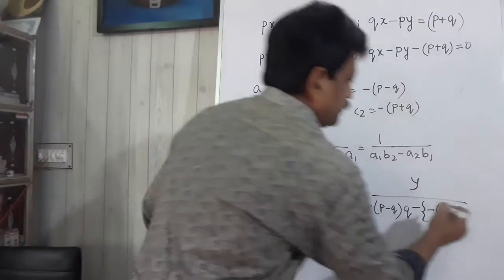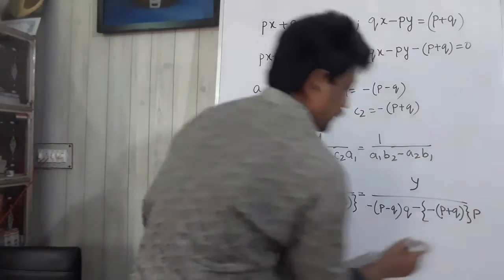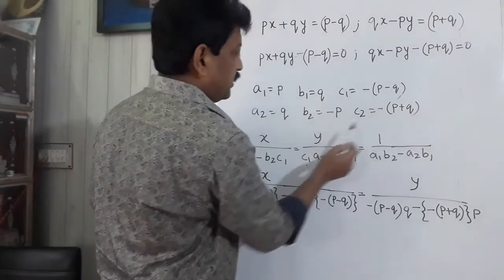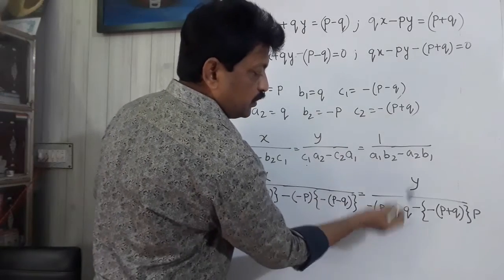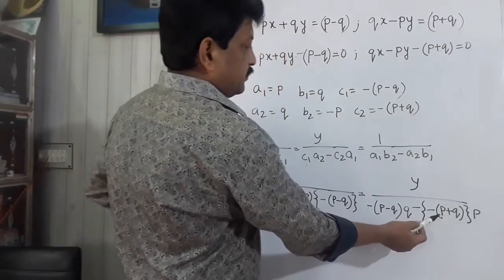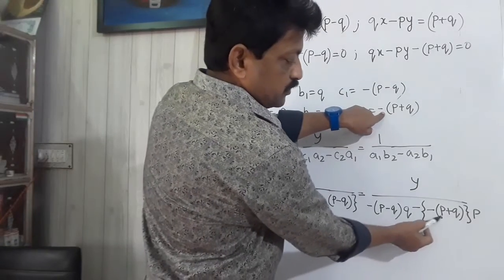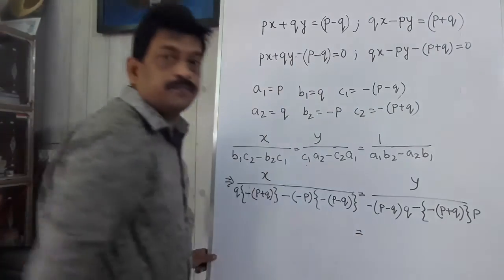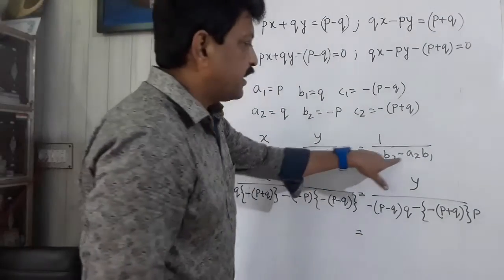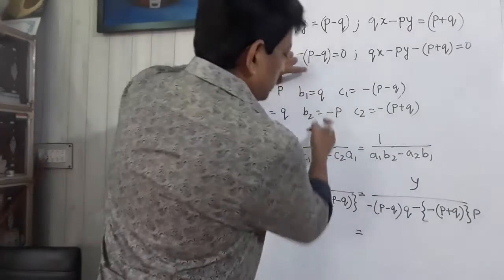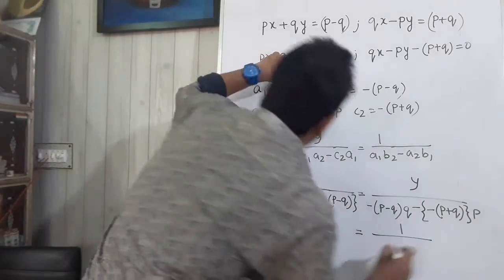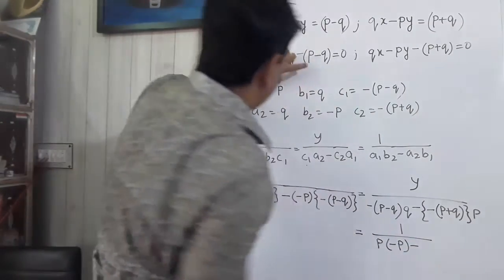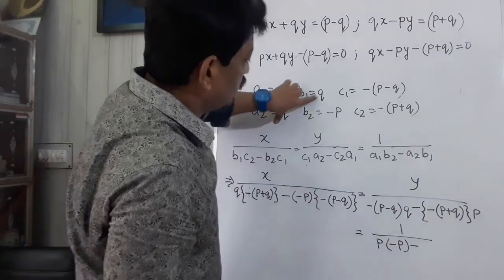What is a1? a1 is p. Second bracket closed, then p. c1 a2. c1 is minus p minus q and a2 is q, so minus p minus q into q, minus c2 a1. c2 is minus of p plus q, a1 is p, equals to a1b2 minus a2b1. a1b2, so p into minus p, minus a2b1 q into q.